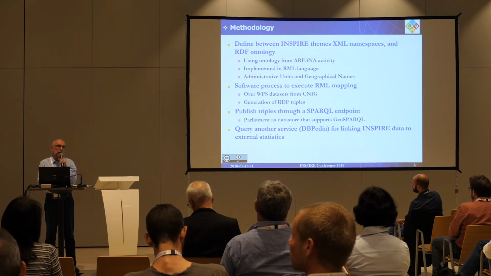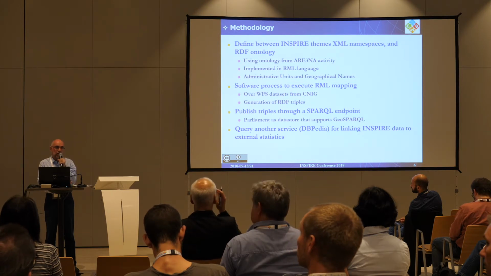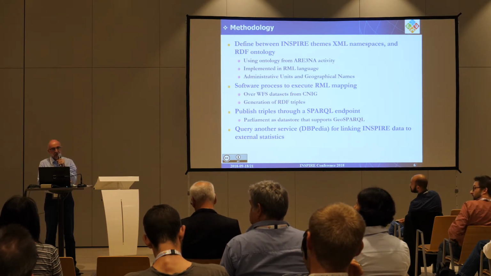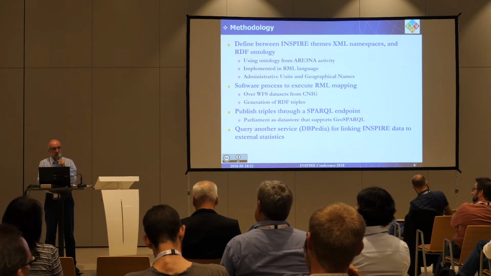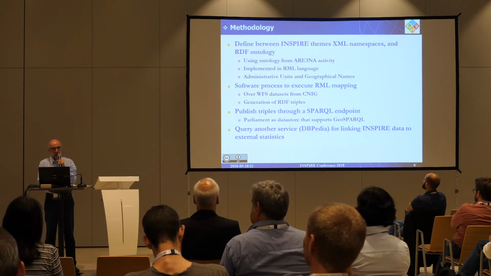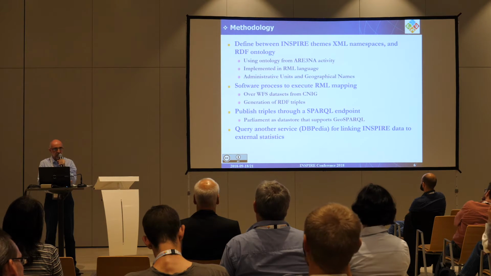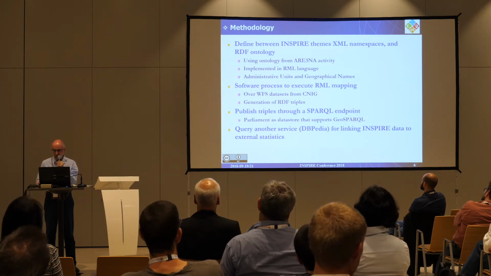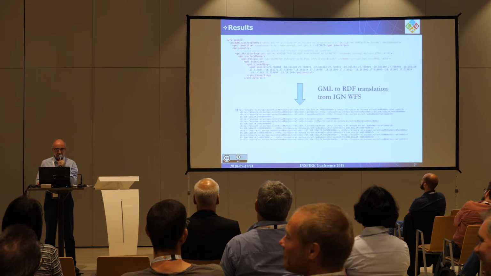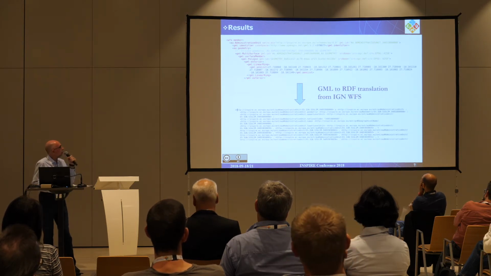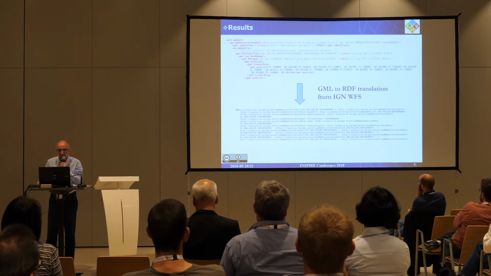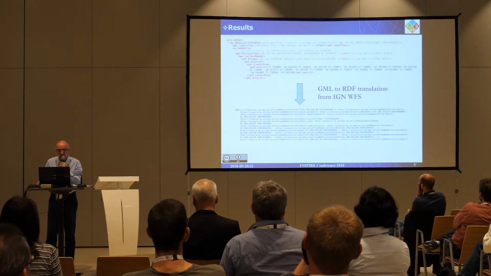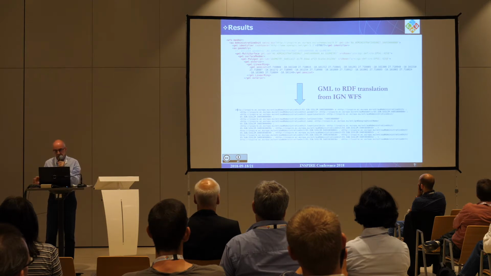Virtuoso also could be a good choice, but it doesn't support GeoSPARQL natively. And we have made some experience querying another service from DBpedia in order to link INSPIRE data to external attributes. I'll show a sample example. Here you can see a view of the results. In the RDF translation, we have the administrative units linked to the upper administrative unit and the lower administrative unit too.